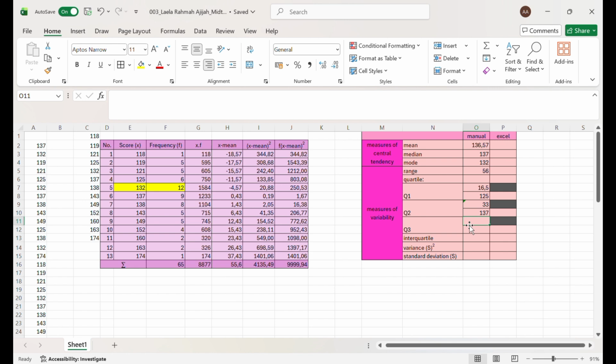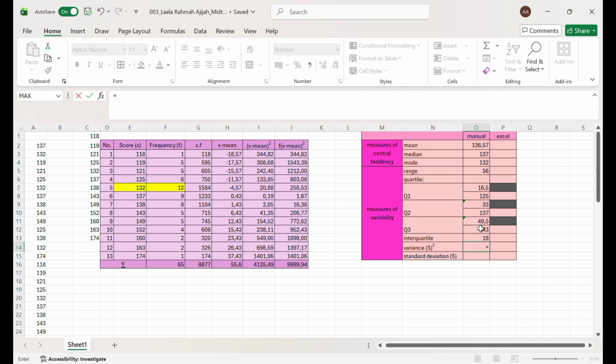Alright, next we move to Q3. The formula is still the same, but here we use 3/4, and then the data is at the 49th and 50th. Alright, the value is 143, and then you add it by itself and divide by 2. Now you can find the interquartile range by subtracting Q1 from Q3, like this.